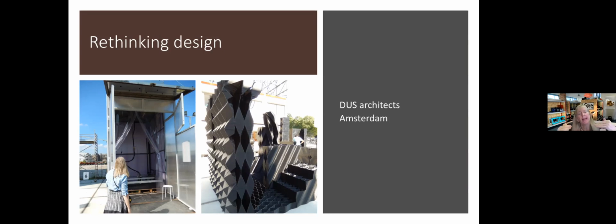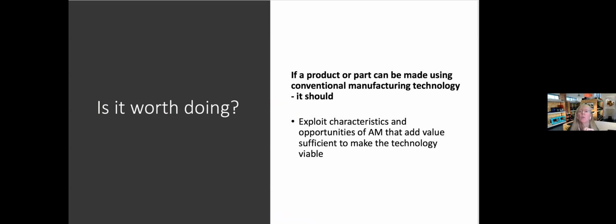But fundamentally, if you're thinking about 3D printing for products for end use, it's about rethinking what's possible right down to its very core. So back to that question, is it worth doing? Only if it can't be made with conventional manufacturing, and only if it exploits the characteristics and opportunities of additive manufacturing to add value sufficient to make the technology viable. Because at the moment, it needs to have that value added to make the technology viable. And I would expect that's going to be the case for quite some time.